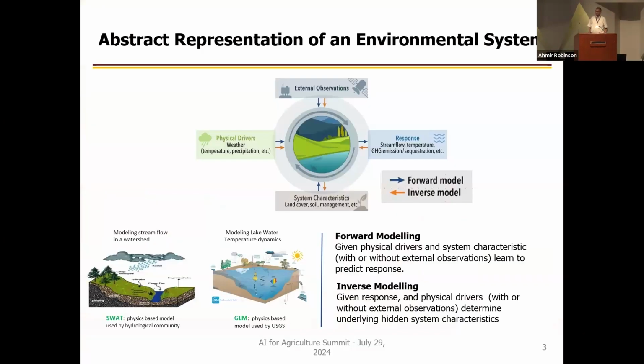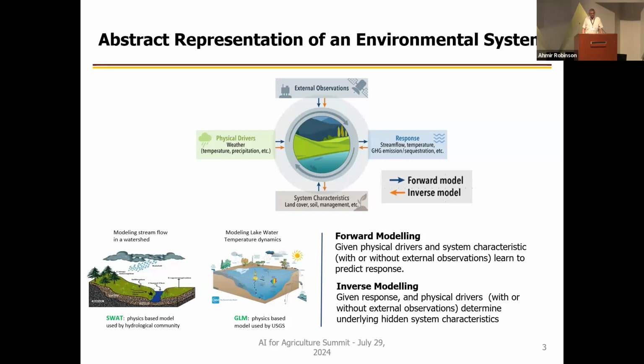So let's see how we would go about modeling an agricultural system. Well, you can view it as an environmental system that is being impacted by physical drivers, largely things like weather, precipitation, temperature, and you're interested in some outputs from the response, which could be crop yield, a greenhouse gas emission. Maybe you're interested in seeing whether the field got infested by pests and so forth.